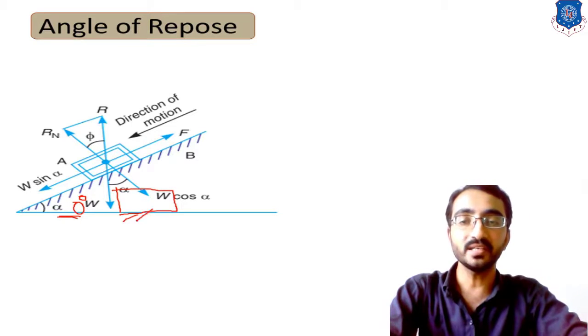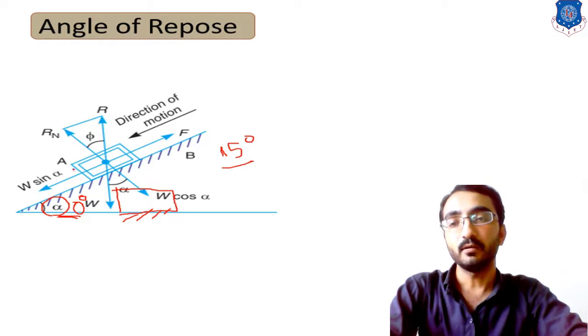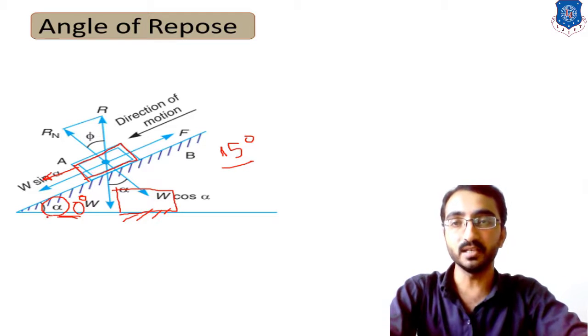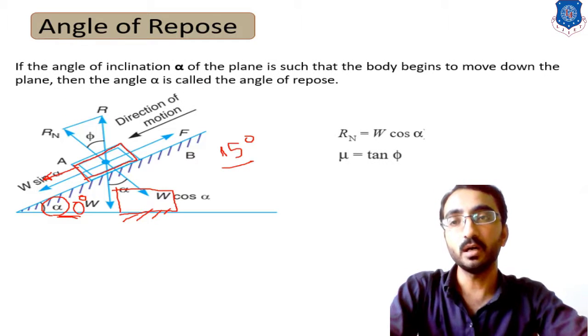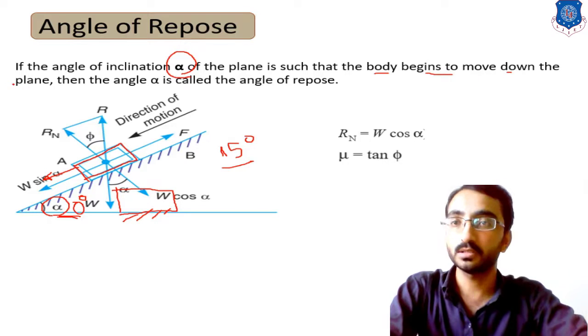Now as we increase the angle alpha, let's consider that we reach an angle of 15 degrees, and the body will be in this position. In this figure, when the body reaches this condition, the body will try to move in the downward direction due to its self weight, and this angle is known as the angle of repose. Simply, the angle of inclination alpha at which the body begins to move down the plane is known as the angle of repose.